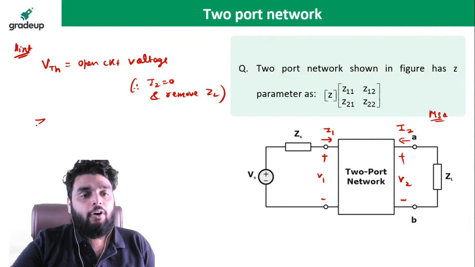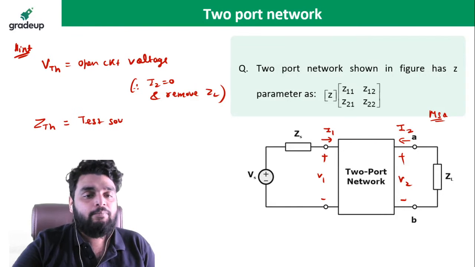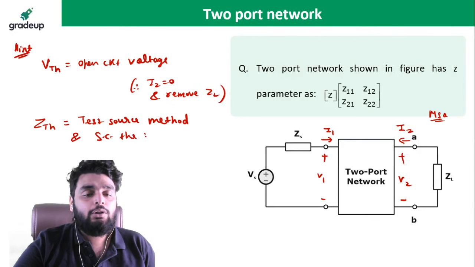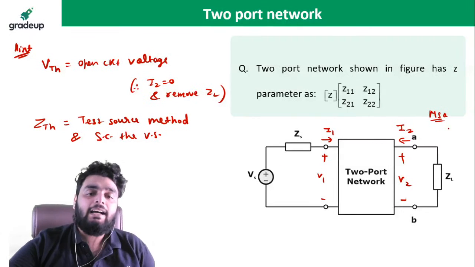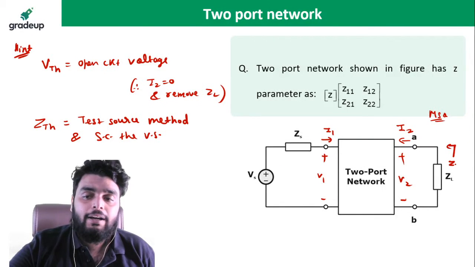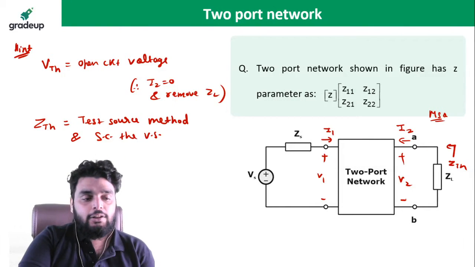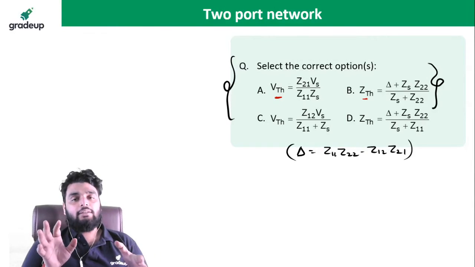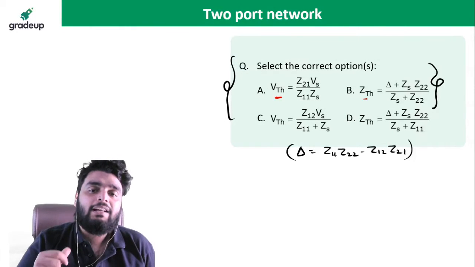This is the hint. For ZTH, remember one point: I can use the test source method and short circuit the voltage source. So this voltage source will be short circuited, and you have to apply the test source here and find the ZTH. So I have given you a very big hint. Take a screenshot of this question and of the answer also, and try it. Because when you try it and I rectify your mistakes, you will learn very quickly.